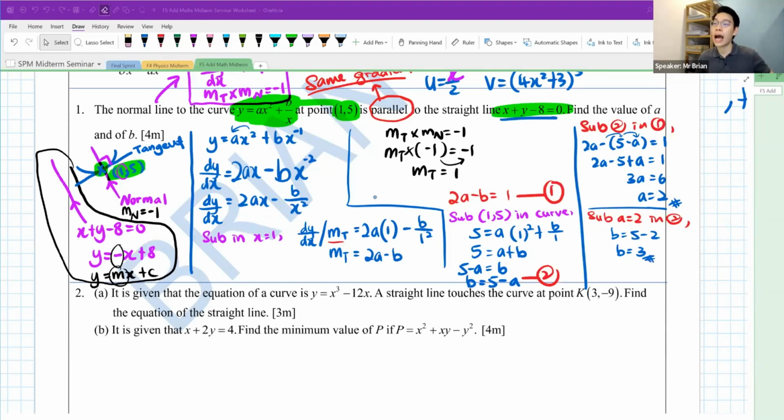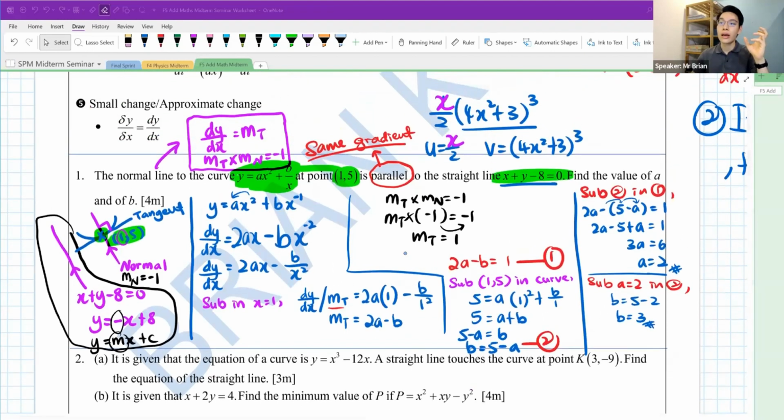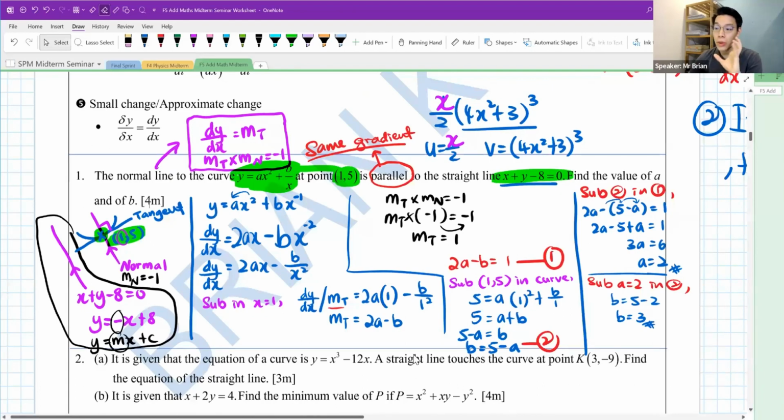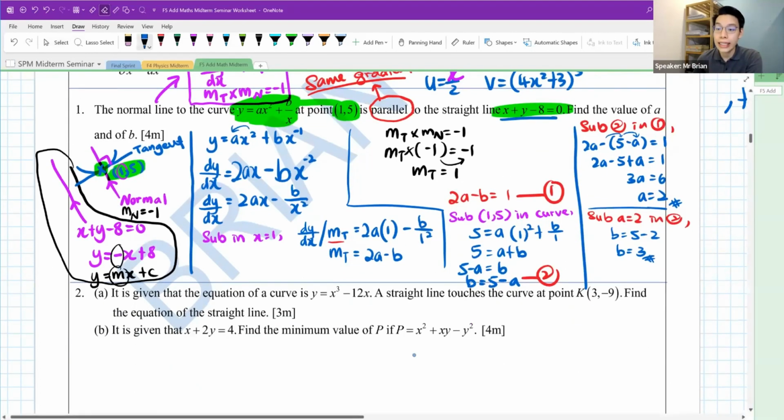Shall I move on? The highlight here is to understand that when they talk about normal or tangent, I will apply this in my working. Now in question 2, they say that the equation of the curve is like this, and a straight line will touch this curve at a point. Find the equation of the straight line.